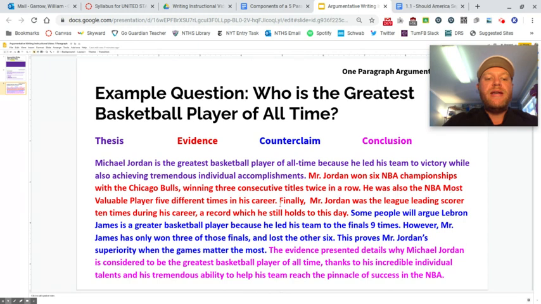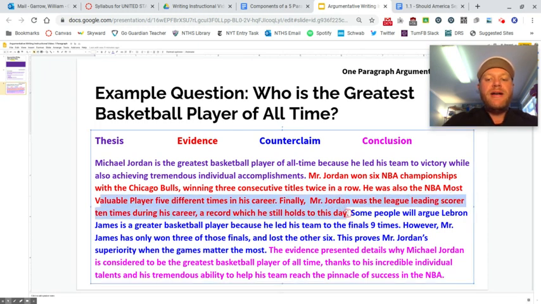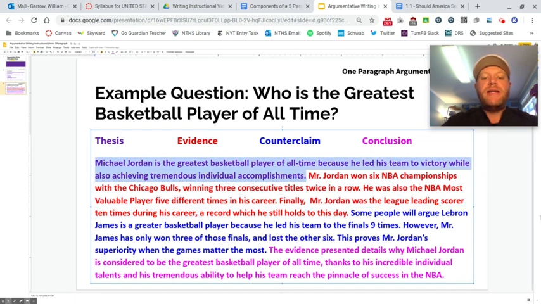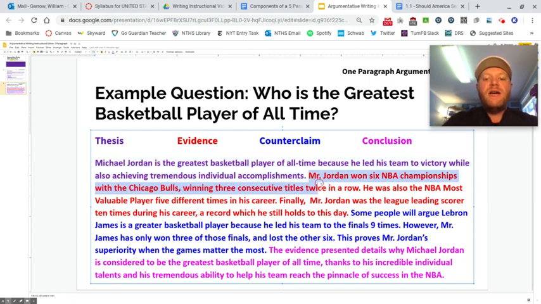He was also the NBA's most valuable player 5 times during his career. And finally, Mr. Jordan was the league leading scorer 10 times during his career, a record which he still holds to this day. So those are his individual accomplishments. So what I've done is I've taken my thesis, which said he's a great player and he's the best of all time because of his team and his individual successes. And then I've used evidence about his NBA titles and then his individual awards and records to prove my thesis.